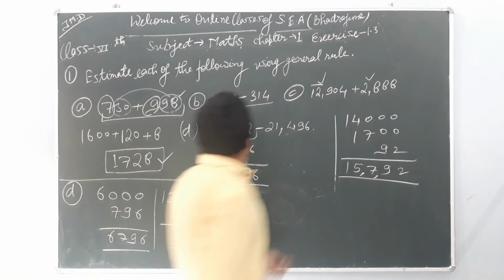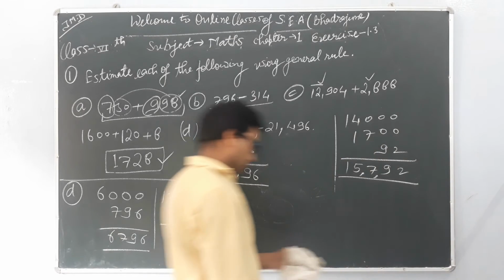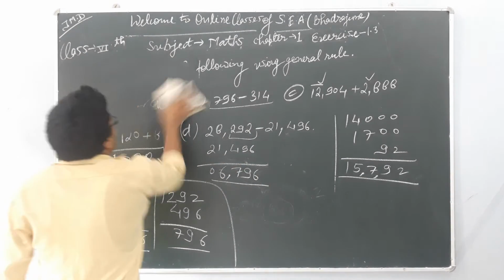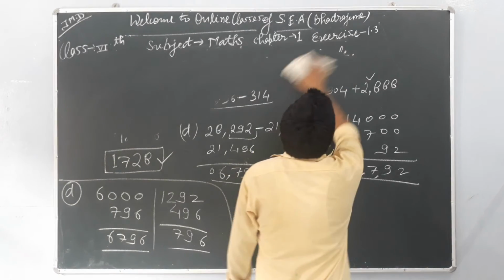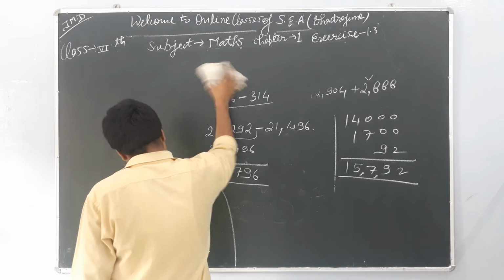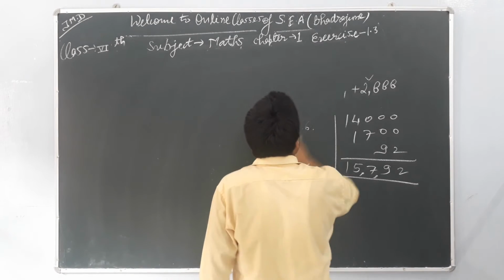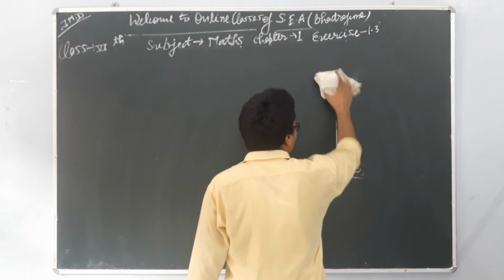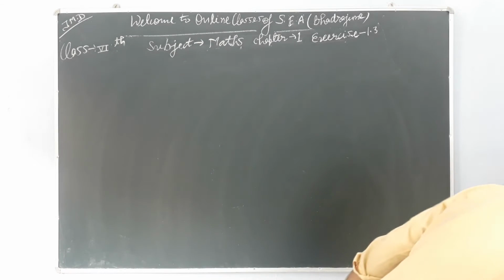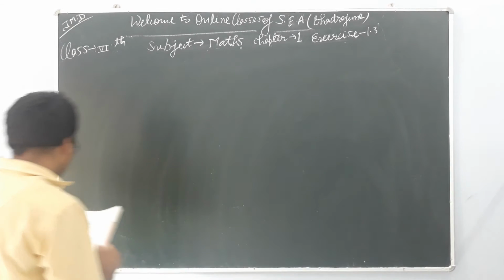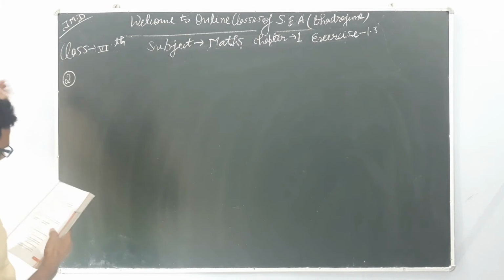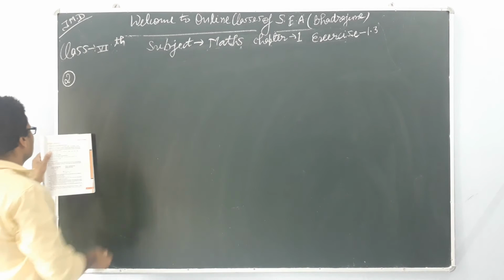Our next question is question number second, which is: give a rough estimate by rounding off to nearest hundreds.